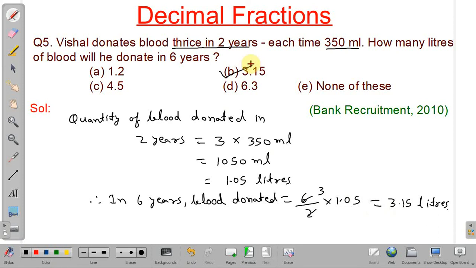Okay friends, so in this lecture we have discussed some important problems on decimal fractions.